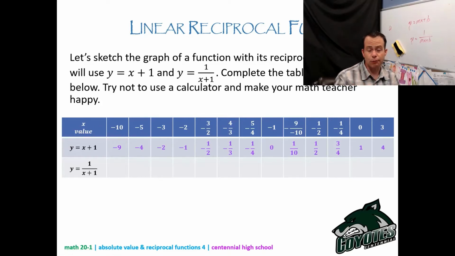Now, in the second row, here's what I want you to notice. If I plug in negative 10 for x, I'm going to get negative 9, but now instead of saying negative 9, it's going to say 1 over negative 9 because x plus 1 is on the bottom. So I'm just going to take each of the y values that I see here, and I literally just have to take the reciprocal. So this is now going to be negative 1 over 9. This will be negative 1 over 4. This will be negative 1 over 2. So fill that row in.